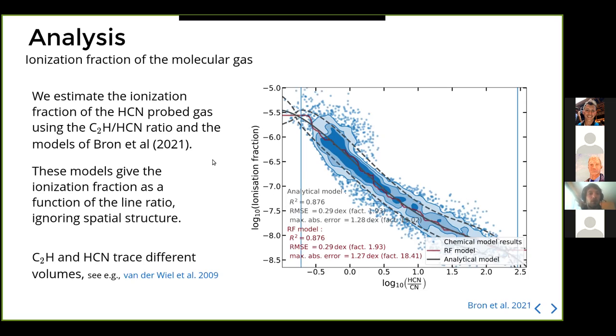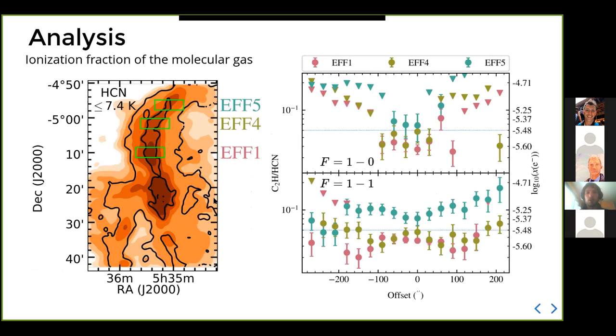So a caveat of this analysis is that we're using this C2H over HCN ratio, and these models do not consider spatial structure. And we do know that C2H and HCN are tracing slightly different volumes. So the results I'm going to show now are just kind of an average ionization fraction for the molecular gas. It should not be taken as exact values for the ionization fraction of HCN. So this is how these ratios look. We focus on these three regions, just as an example.